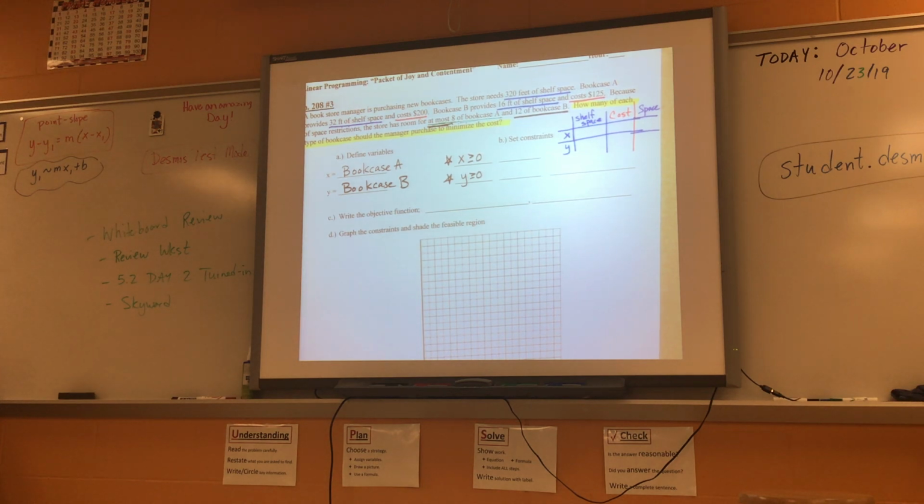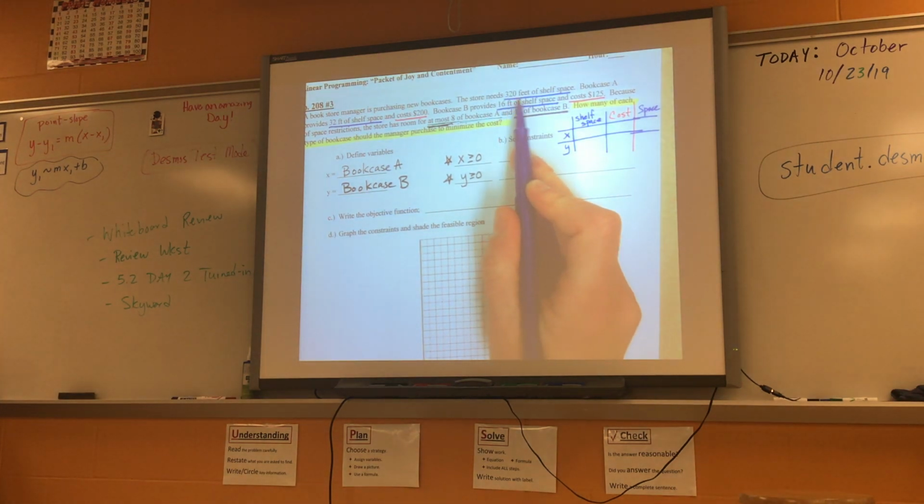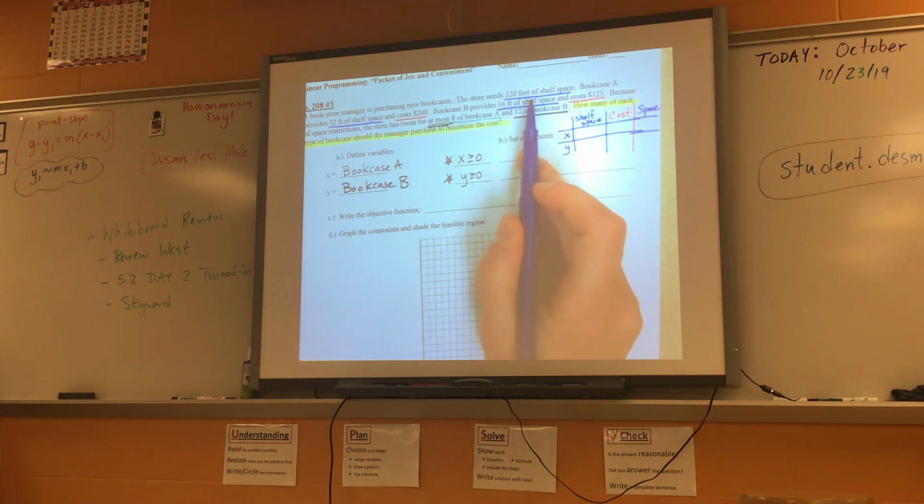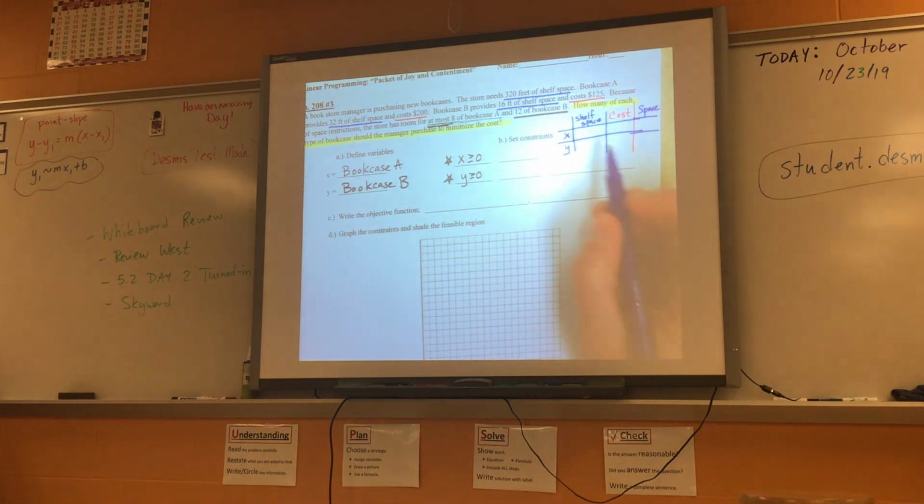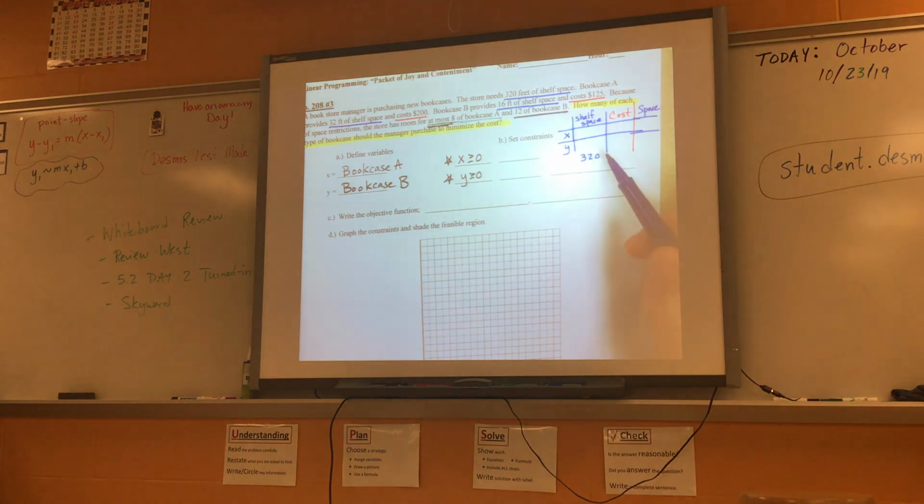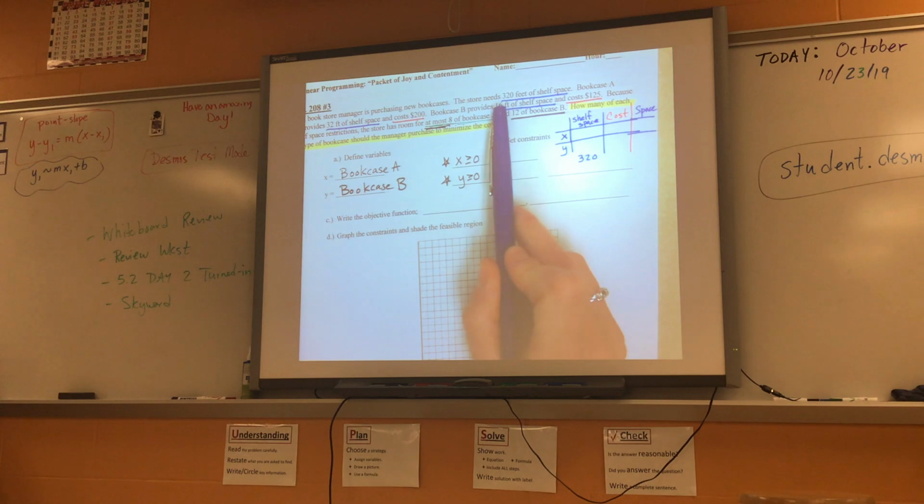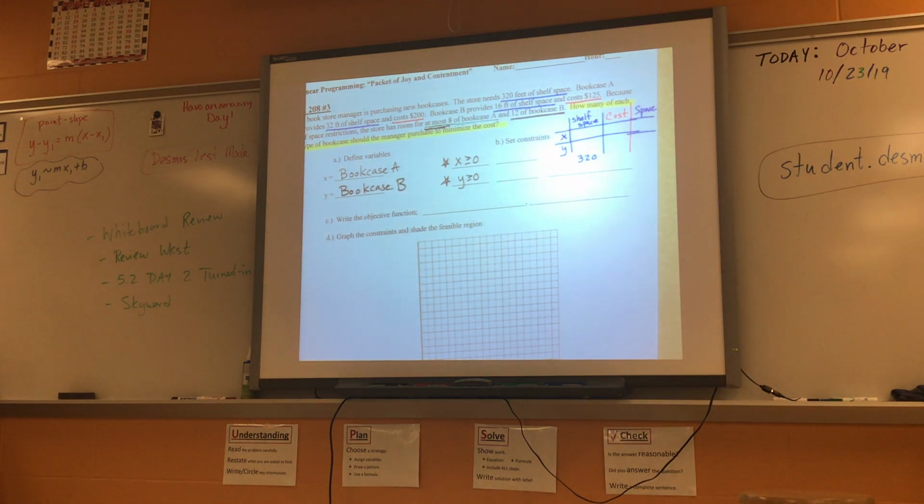So we had the store needs 320 feet of shelf space. Is that a total, or is that talking about bookcase A or bookcase B? That is a total. So I'm going to put that down here as a total for the shelf space. We cannot go above 320. Actually, we want more than that. It needs that much. Sorry, I said that wrong. It needs 320. So we'll talk about that in a minute, of what symbol that means.